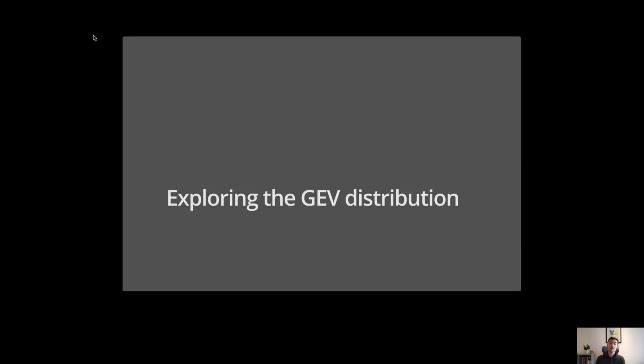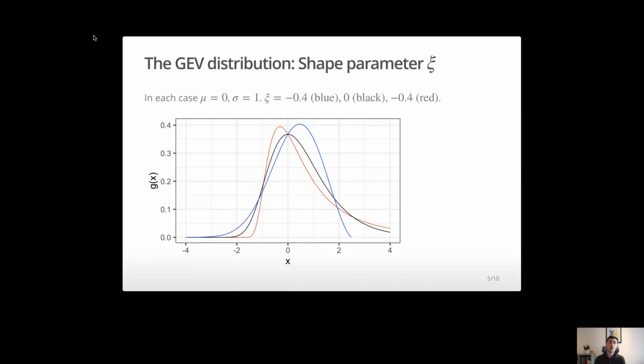So what we're going to do next is look a little bit more in detail at the GEV distribution. The distribution function here is a bit hairy, so what we want to do is build up some intuition about what each of the three parameters, mu, sigma, and psi, are doing within this distribution. First of all, we'll begin with the shape parameter, and we have three different distributions shown here. In each case, we're keeping the location parameter mu fixed to 0, the scale parameter sigma fixed to 1, and all we're doing is varying the shape parameter psi.